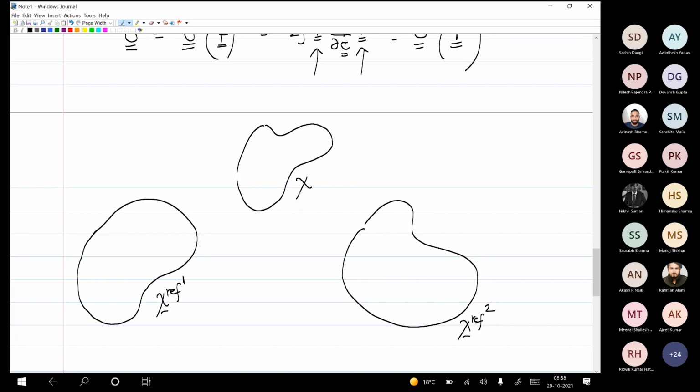So that's your chi, the configuration, right? And suppose you are looking at a point in the body, let's call it the point P. So this point will be somewhere over here, right? And here also it will be somewhere over here.